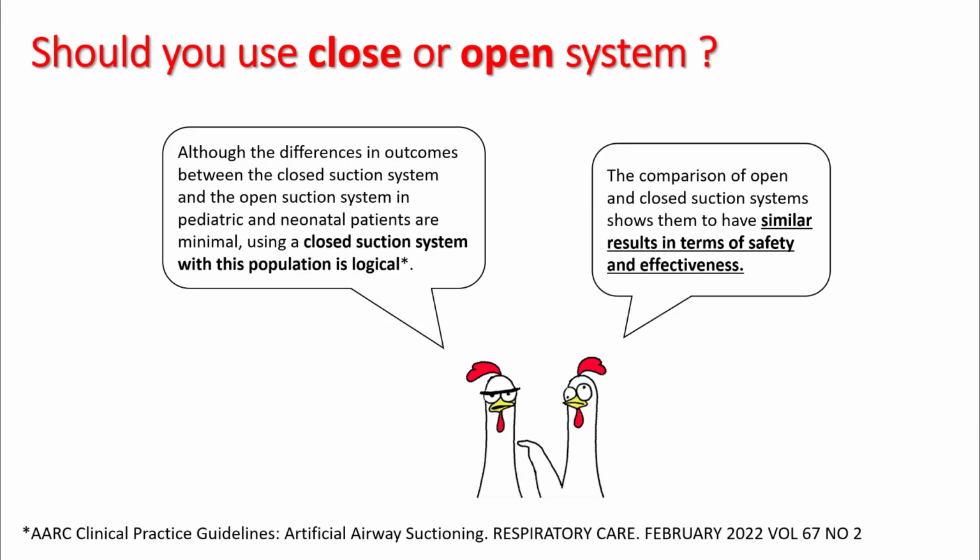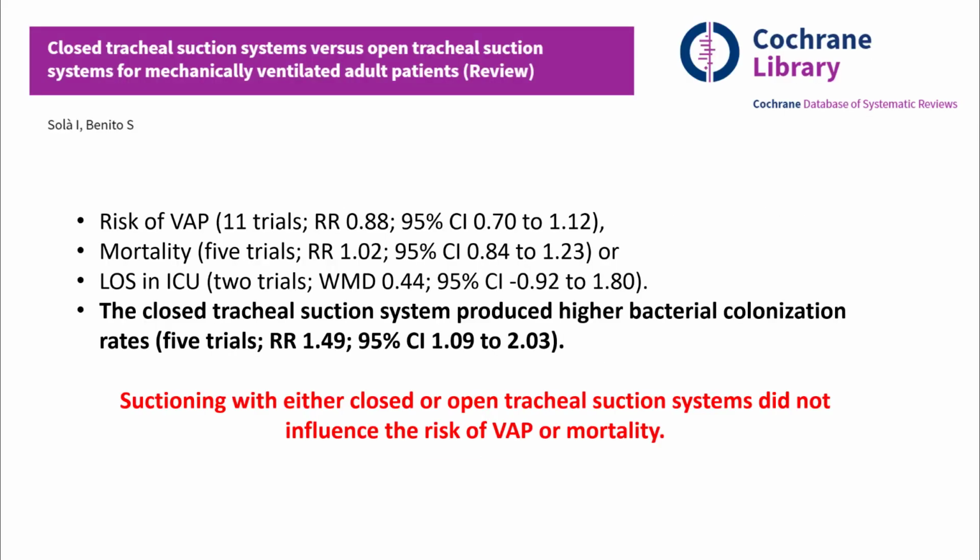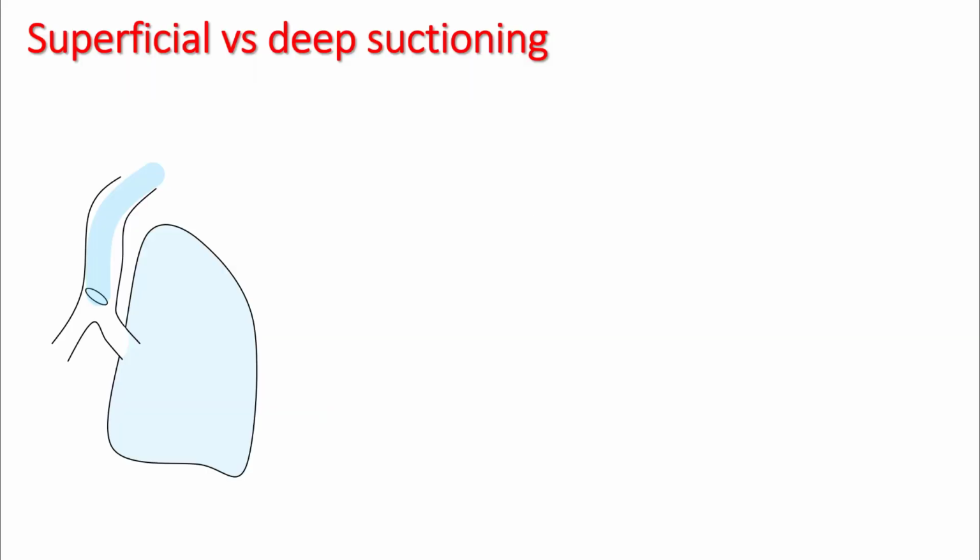Closed or open system for suctioning have similar results in terms of safety and effectiveness. A Cochrane meta-analysis on this topic showed that risk of ventilator-associated pneumonia, mortality, and length of ICU stay were no different between closed and open tracheal suction systems. The closed tracheal system, however, produced higher bacterial colonization rates. However, this was not associated with increased risk of ventilator-associated pneumonia.